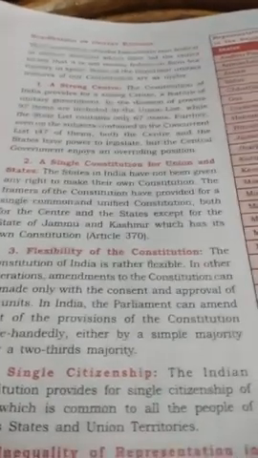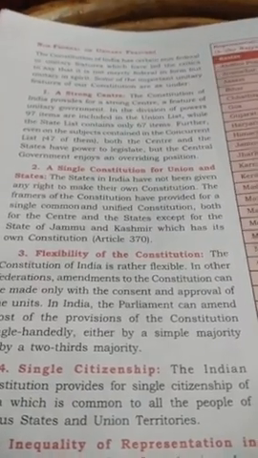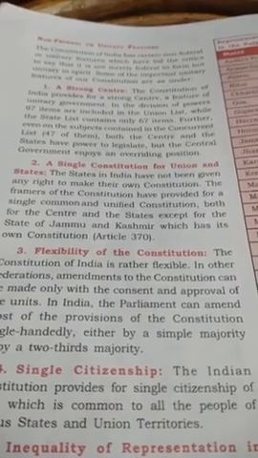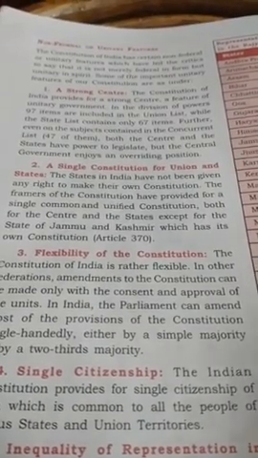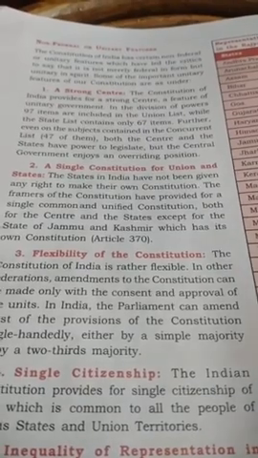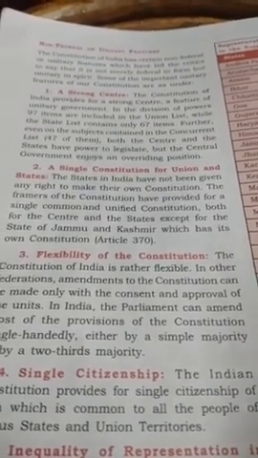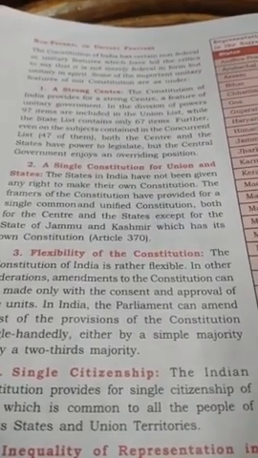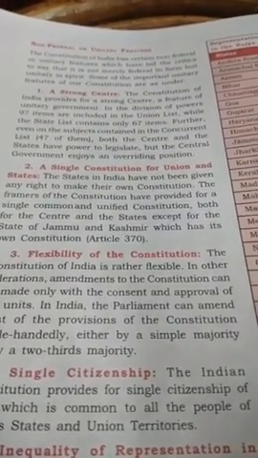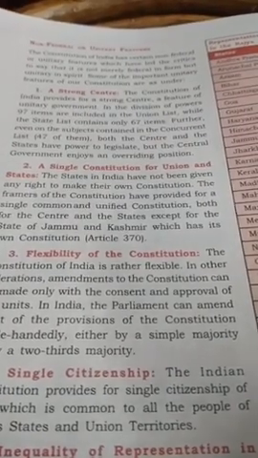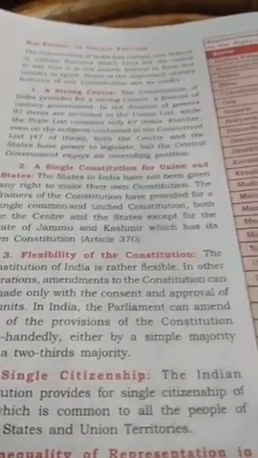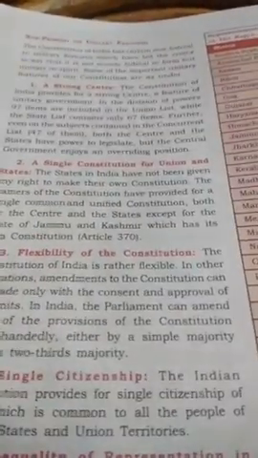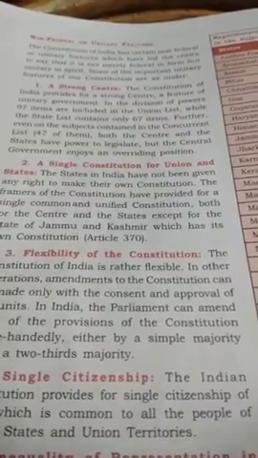No state in India has been given any right to make their own constitution. They need to follow the same constitution, and the constitution is the same for the whole country, for the central government as well as all the state governments, except the state of Jammu and Kashmir. They had their own constitution, but Article 370 has also been abolished this year. So presently for the whole country there is only one constitution.